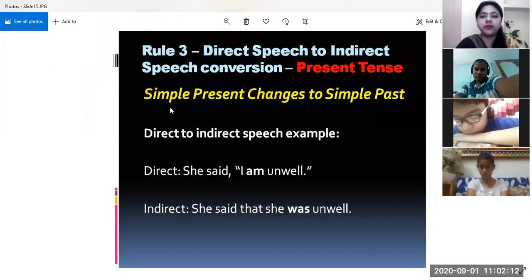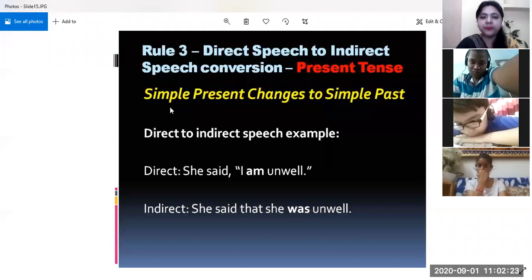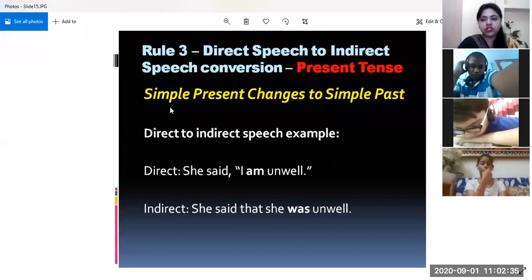First is simple present tense. There are four forms of present tense: simple present, present continuous, present perfect, and present perfect continuous. So the first in the list is simple present tense. When the reported speech is in simple present, then that reported speech changes into simple past. Very easy, very simple. Simple present changes into simple past. For example, she said, I am unwell.